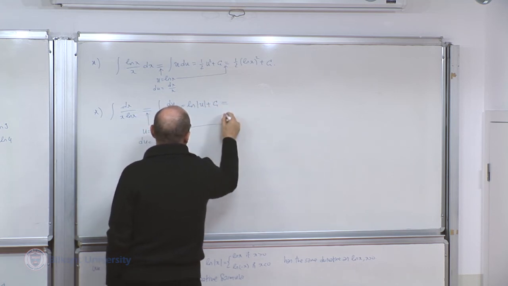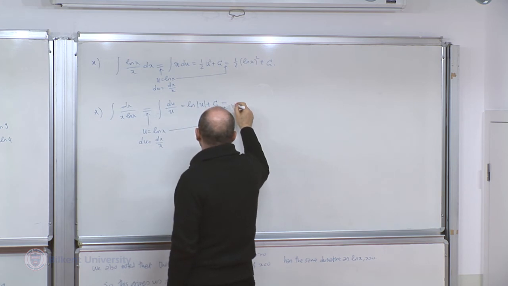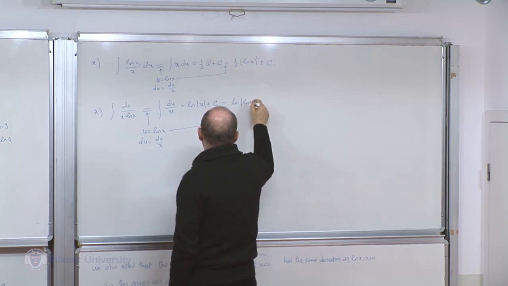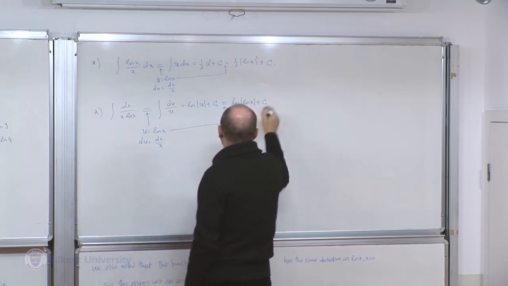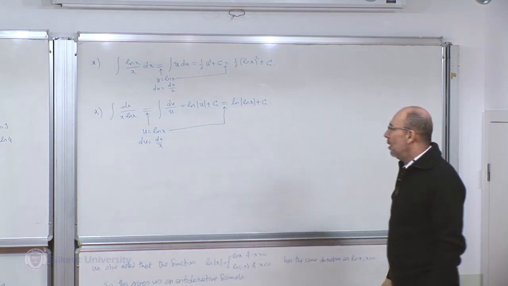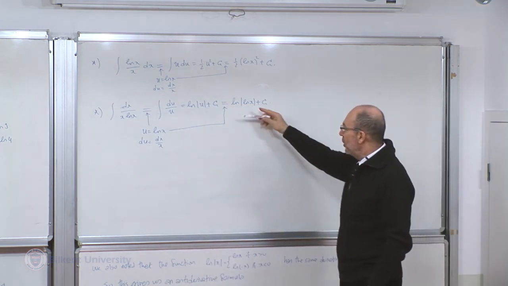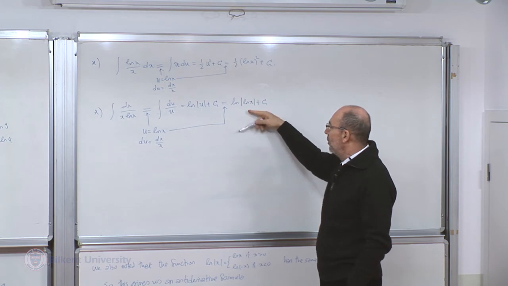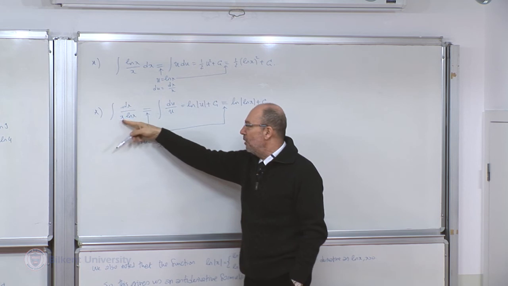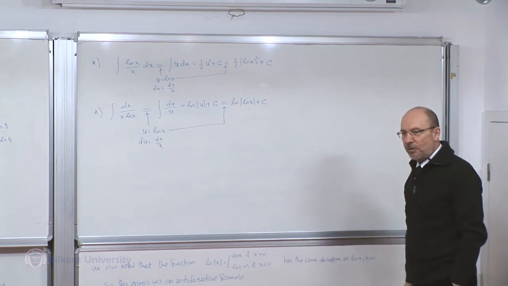And again, I have to put this thing back. So this is ln absolute of ln x plus c. So we check that: you take the derivative of this, 1 over ln goes down, then you have to take the derivative of ln x, that's again 1 over x. So this is correct.